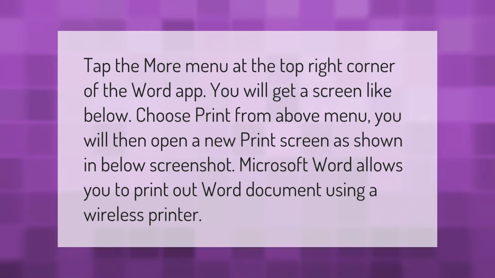Tap the More menu at the top right corner of the Word app. You will get a screen like below. Choose Print from above menu. You will then open a new print screen as shown in below screenshot. Microsoft Word allows you to print out Word document using a wireless printer.